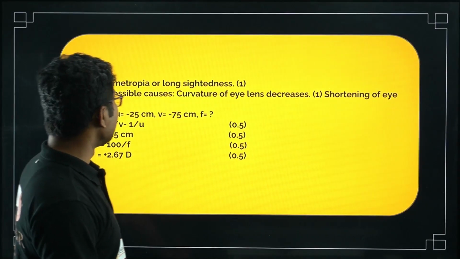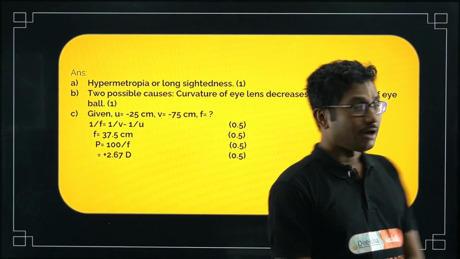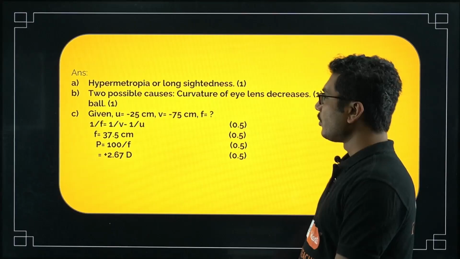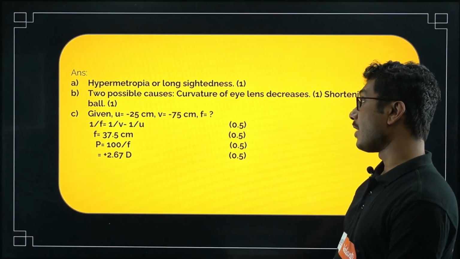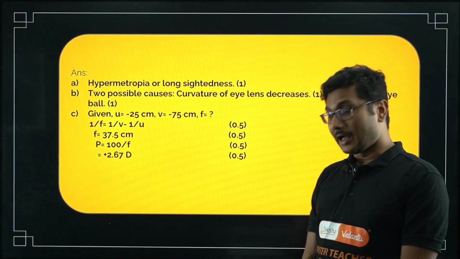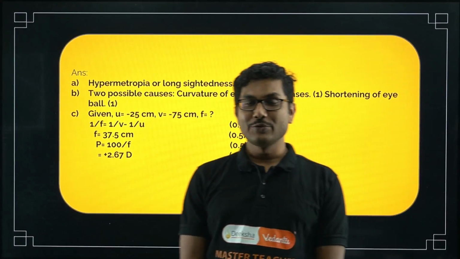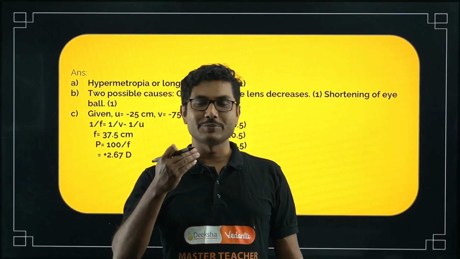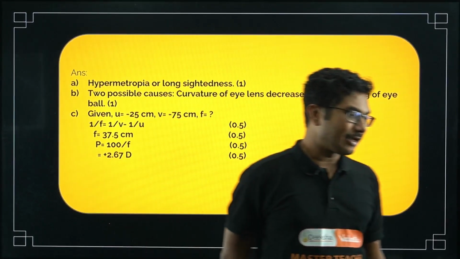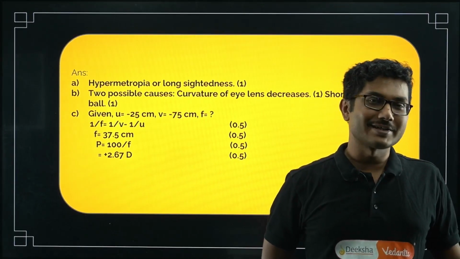Let's see. So hypermetropia or long-sightedness or far-sightedness. Okay, so basically hypermetropia, far-sightedness means he can see. There is a trick to that. If you are not able to see closer objects but you can see distant objects, then it is called far-sightedness.